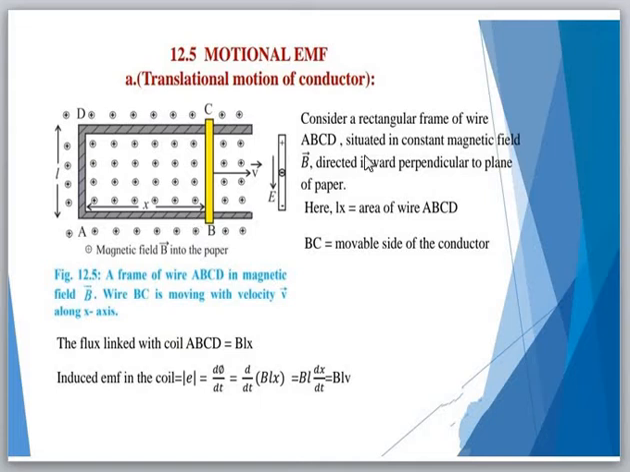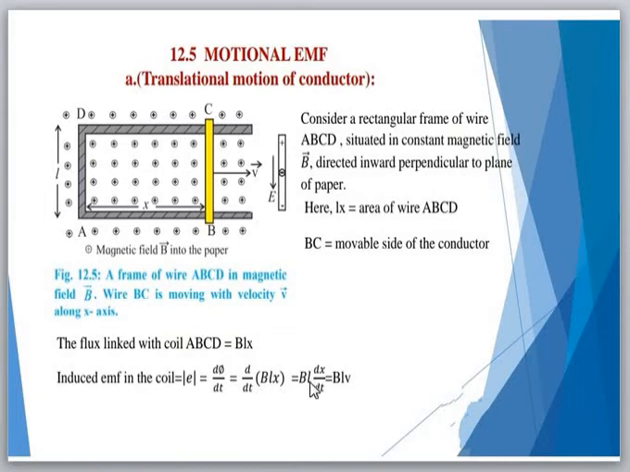field. We know that phi is equal to B dot A, that is B into L x. Here L x is the area of ABCD, therefore phi is equal to B L into x. Now the induced EMF in the coil E is equal to d phi by dt, that is d by dt of B L into x.